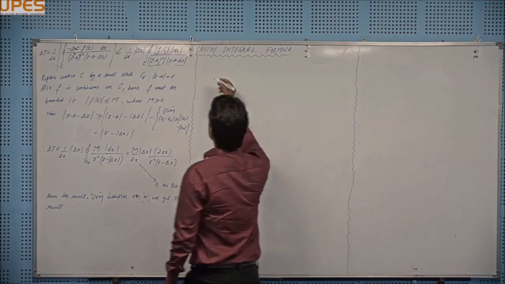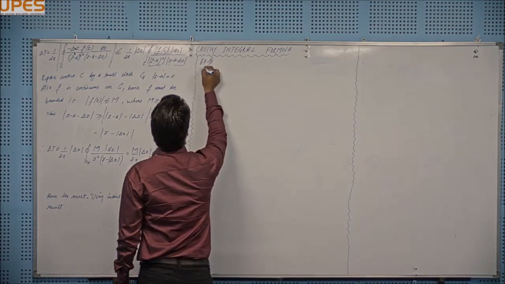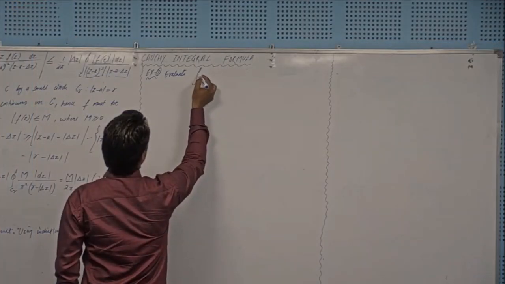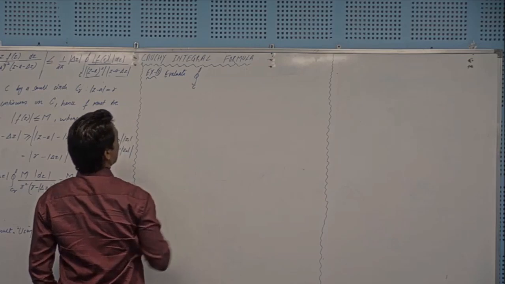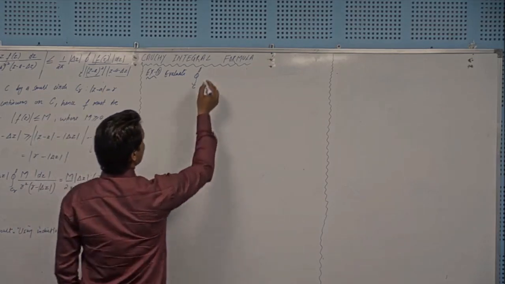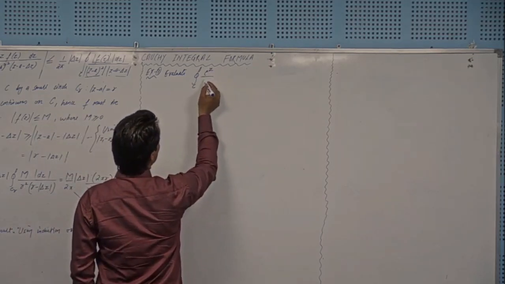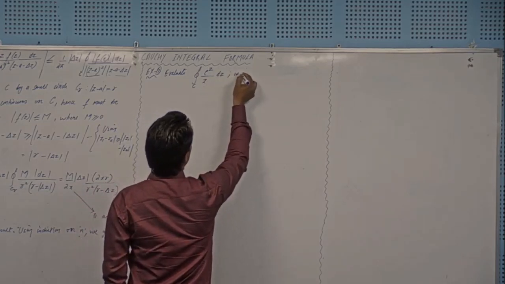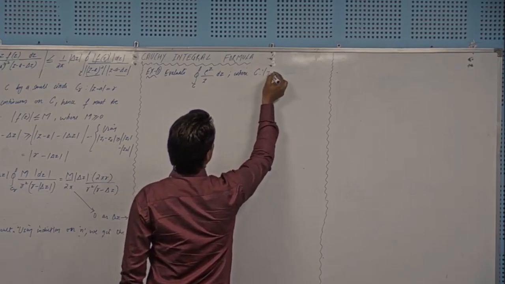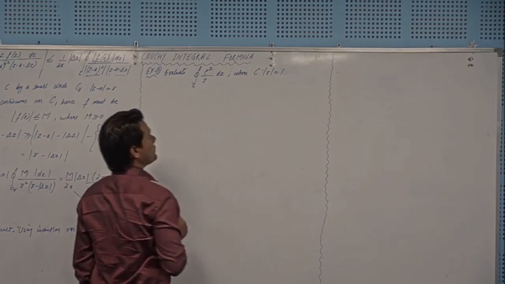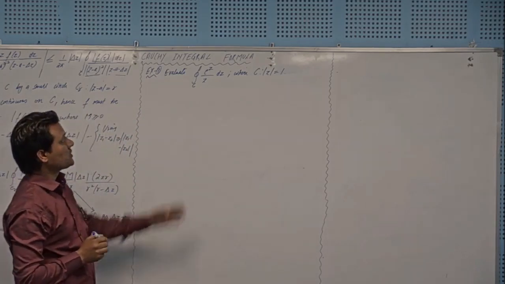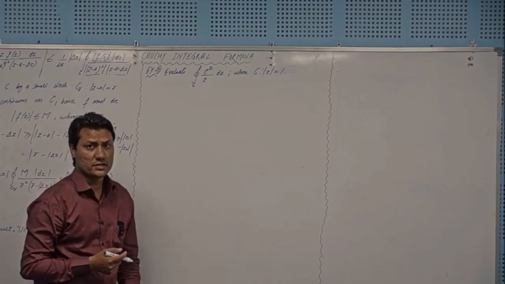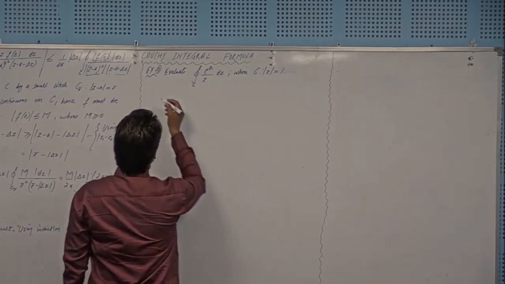Taking first example, example number 1. Evaluate the integral along closed curve C of e to the power z over z dz, where C is the unit circle centered at origin. And direction is not given here, so conventionally you take anti-clockwise direction. Solution.